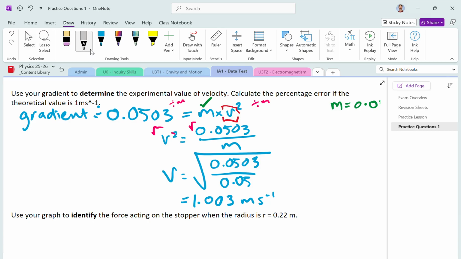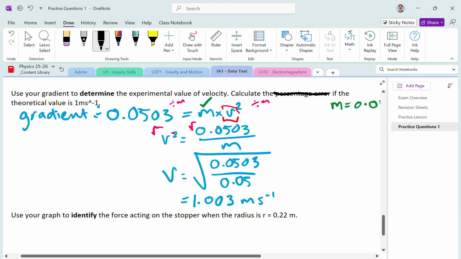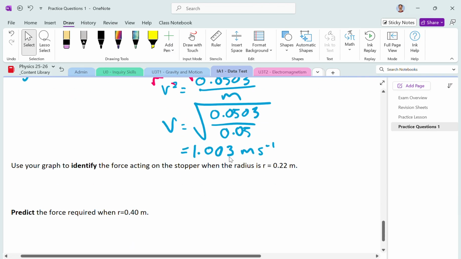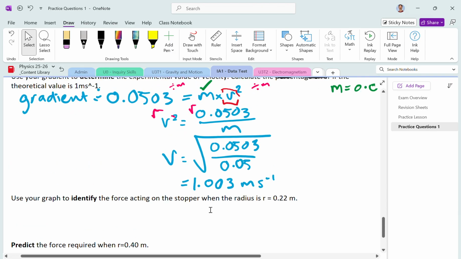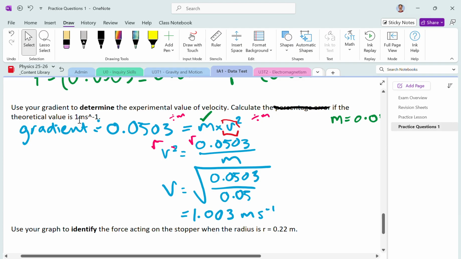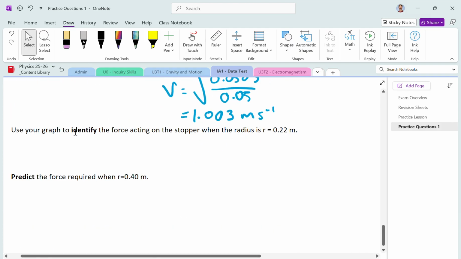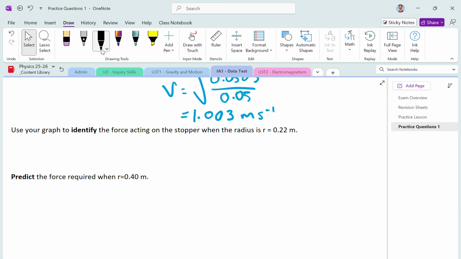I'm not going to worry about the percentage error, just because I'm mindful of the time that this is taking. So we'll just cross that out. You can have a go at doing that. The formula is on the formula sheet. It's going to be extremely small because 1.003 is very, very close to 1. All right, last two questions we have.